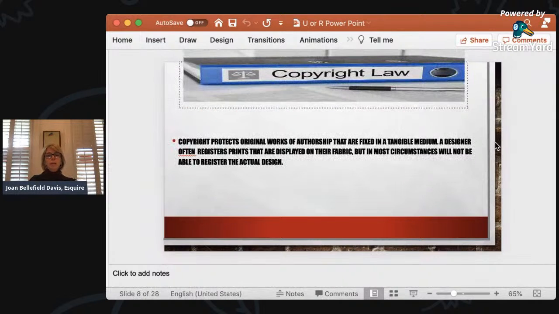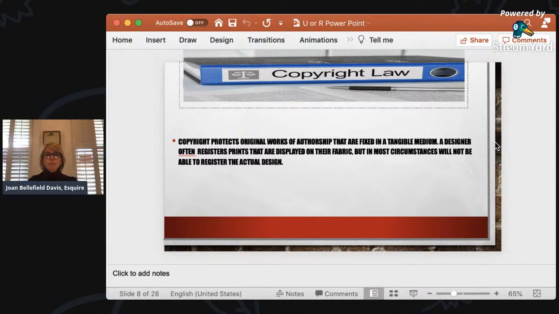The next area of law that I want to discuss that we deal with in the US is copyright law. Copyright protects original works of authorship that are fixed in a tangible medium. A designer often registers prints that are displayed on their fabric, but in most circumstances in the US, they will not be able to register the actual design.